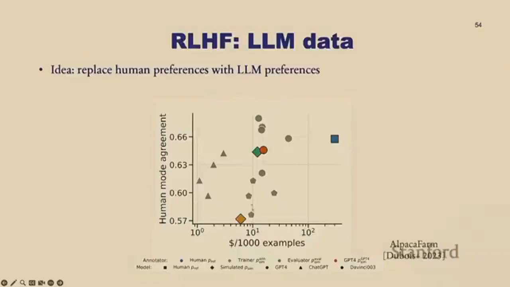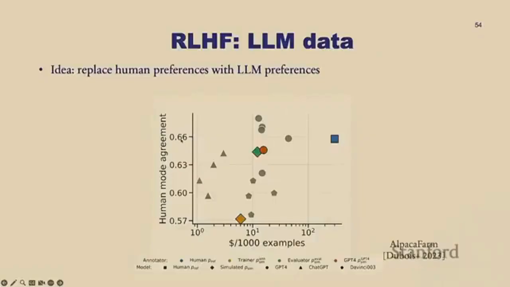On this figure, you see on the x-axis the price that we paid for collecting human data. It's around $300 for 1,000 examples, and this is on mechanical Turkers, which are usually cheaper than some of the other companies that you could go through. And on the y-axis is the agreement with other humans, with the mode of other humans. And what you see is that, as I told you before, labeling is really complicated.